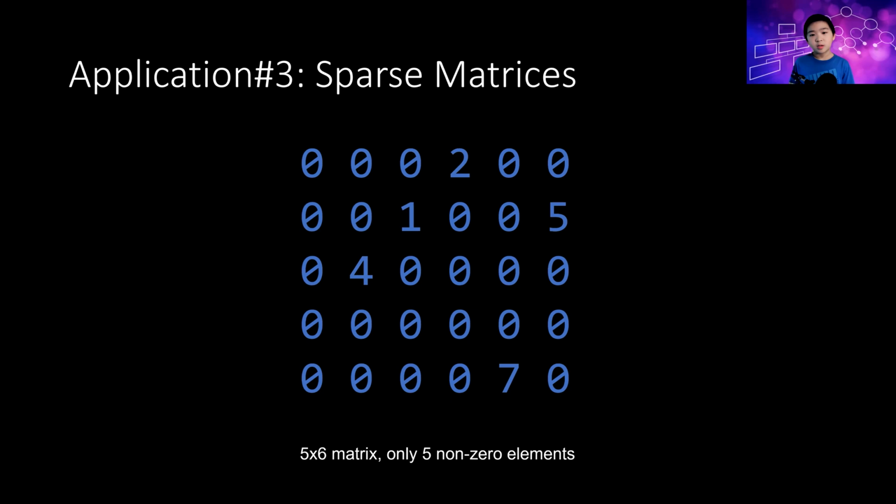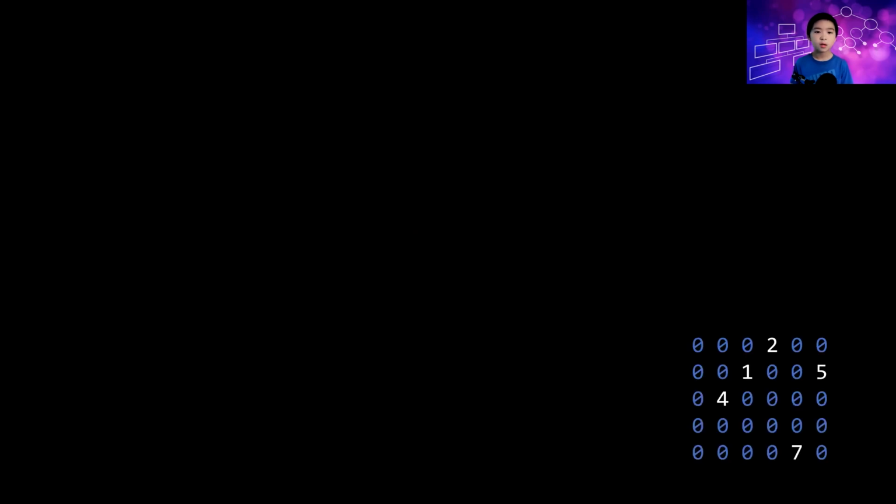Similar to polynomials, we can use linked lists to represent sparse matrices efficiently. Let's see what sparse matrices look like. Sparse matrices are matrices where most of the elements are 0, and our goal is to only store those non-zero elements. Here we have a sparse matrix that contains 5 non-zero values. Now let's see how to design a linked list to store that sparse data.